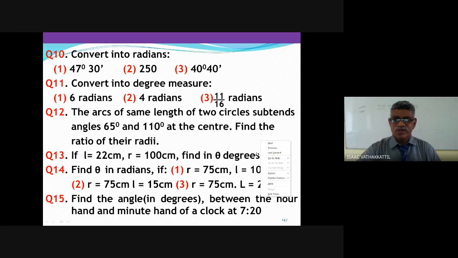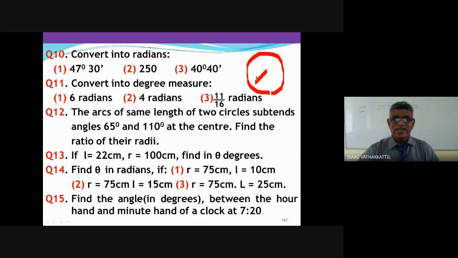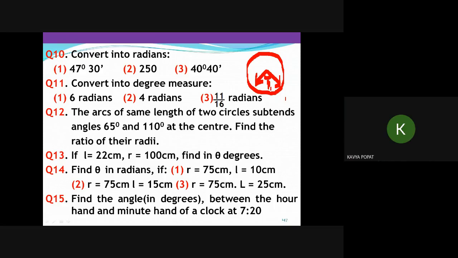I think I have not to explain it. You have to find out in a clock where the minute hand will be, where the hour hand will be, because the time is given to be 7:20. What is the angle here? This is the question. Find out and tell me. I'll be happy if you tell the answer on my WhatsApp also. So it's 90.